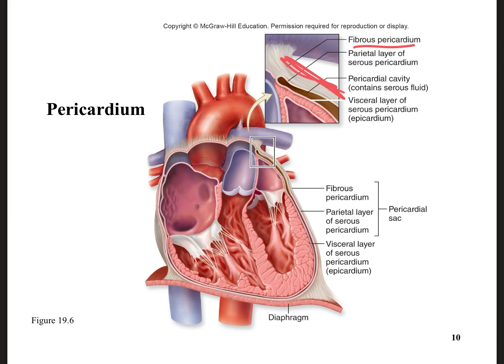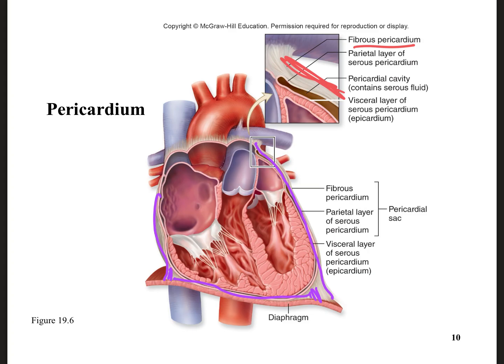Okay, and you can see it's in purple here. It's on the outside and actually holds the heart in place on the diaphragm. Okay, that's the fibrous pericardium. The serous pericardium actually has two layers. And the two layers are separated by a fluid-filled space called the pericardial sac.